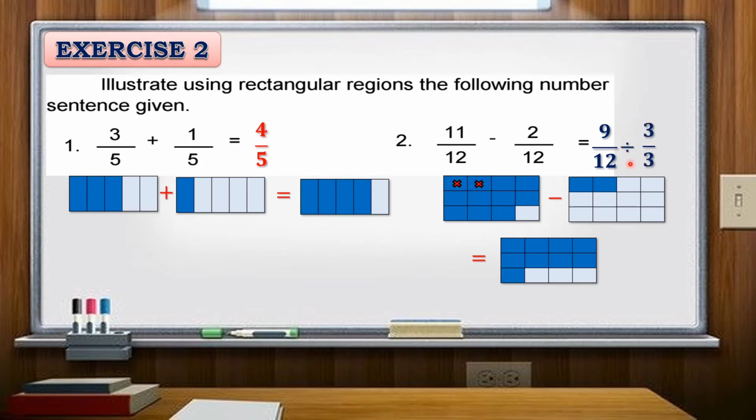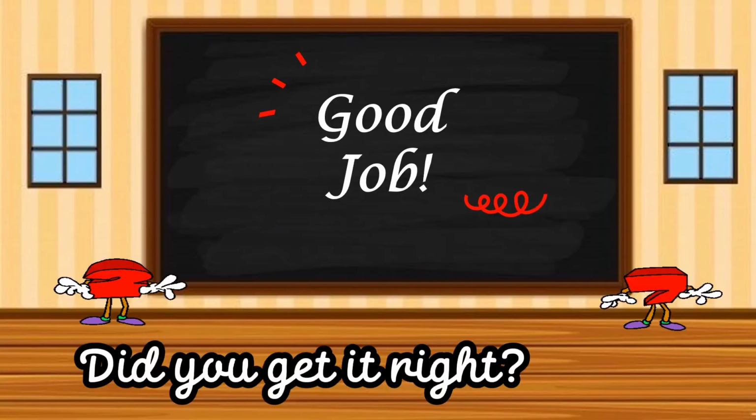9 twelfths is not in its simplest form, so we're going to reduce this to its lowest term by finding the greatest common factor of 9 and 12. The GCF of 9 and 12 is 3. 9 divided by 3 is 3. 12 divided by 3 is 4. 3/4 is our final answer, and it's already in its simplest form. Good job, learners!